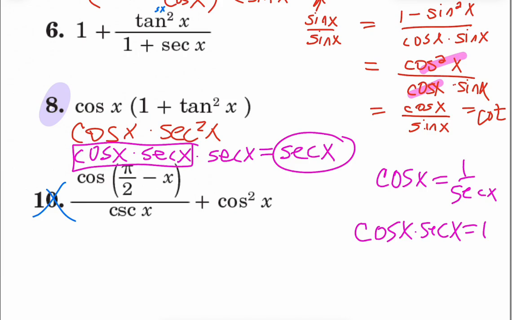Now, there are lots of ways to do this problem. You could have distributed. You could have found other ways, and you might still get to the point where it's secant. Or you might get 1 over cosine, which becomes a secant. However you slice it, that should get all the way down to a secant.